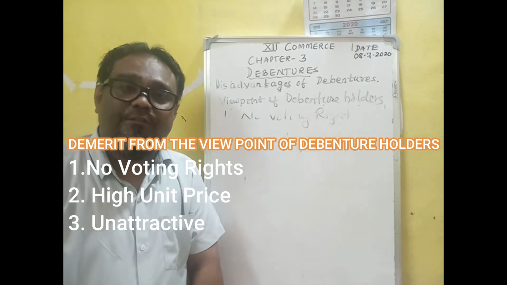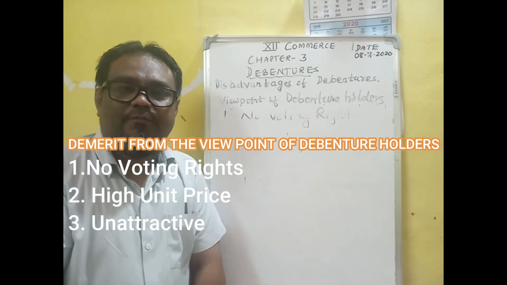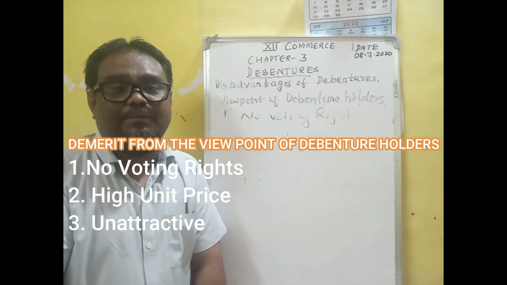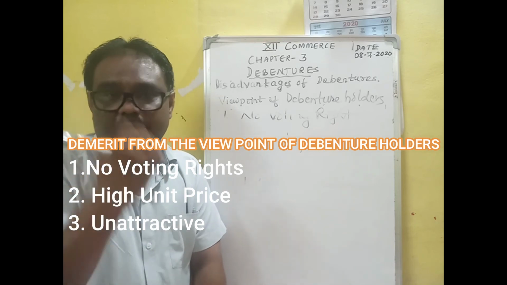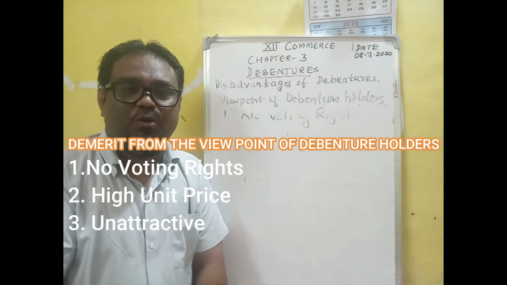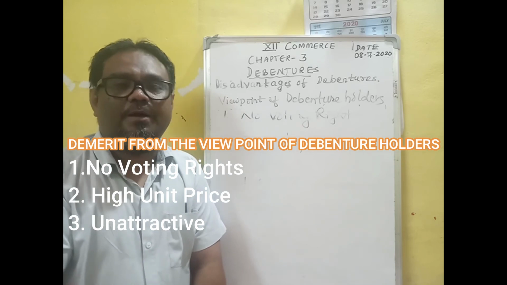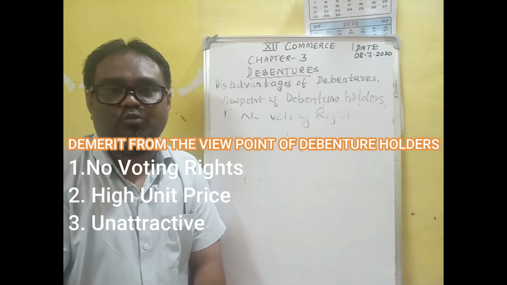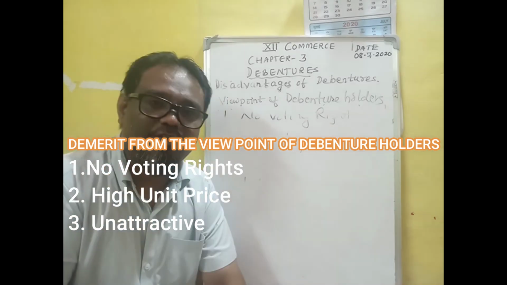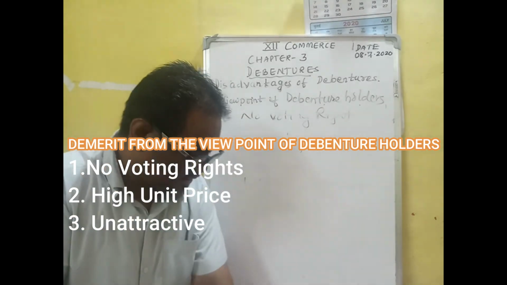Then there is the reduction in dividend. The company has to pay interest first to the debenture holders, so this will reduce the dividend of the shareholders. This will also harm the image and reputation of the company in the market due to the reduction in the declaration of dividend.